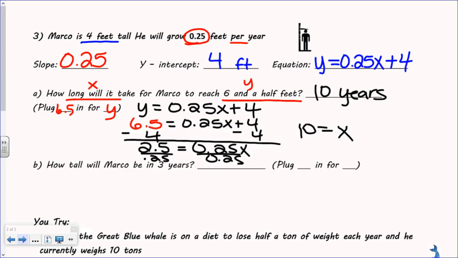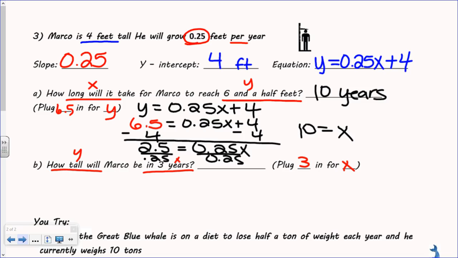And so our next question is, how tall will Marco be in 3 years? The 3 years is an amount of time, so that's our x value. And we want to know how tall, and how tall is in how many feet? It's our y value. So what we're going to do is plug in 3 for x and figure out how tall Marco would be in 3 years.